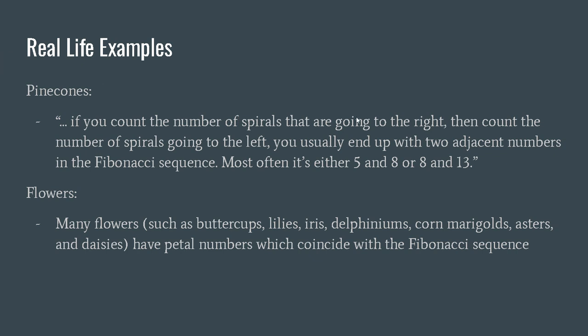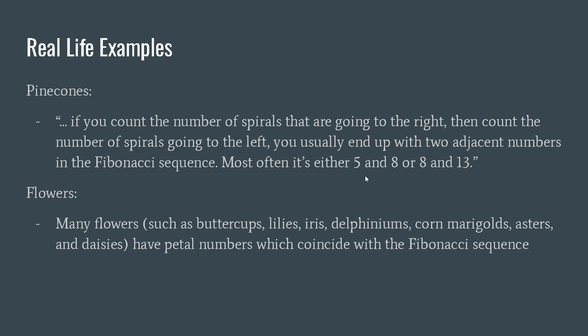All right, and now we're going to talk about some real life examples. I've got a little quote here, from, I want to say Wikipedia, but that's fine. Essentially, if you count the number of spirals on a pine cone going to the right, and then count the number of spirals going to the left, you end up with two adjacent numbers in the Fibonacci sequence.